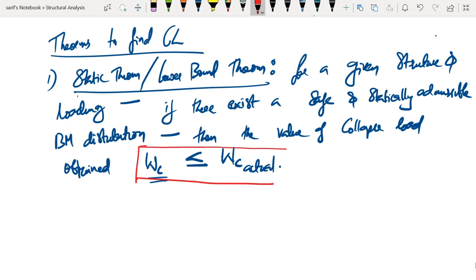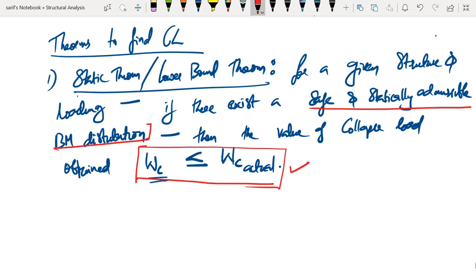So the important points that we have to remember is, first thing is the collapse load that we find out using the static theorem or the lower bound theorem will always be less than or equal to the actual collapse load. Second thing is it is for a given structure and loading.